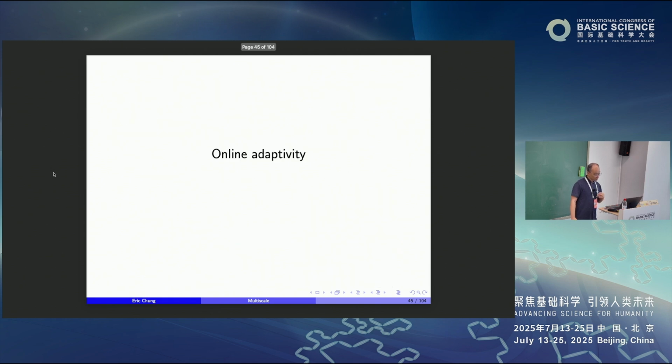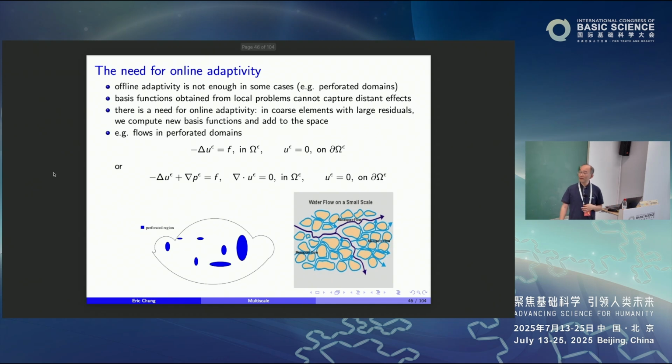Now, next, let me also go to one more topic that we call online adaptivity. The key point is that offline adaptivity is sometimes not enough in some cases. If you recall what we did before, all the basis functions are computed locally within a cell K. All the bases that we have are formed in this way.